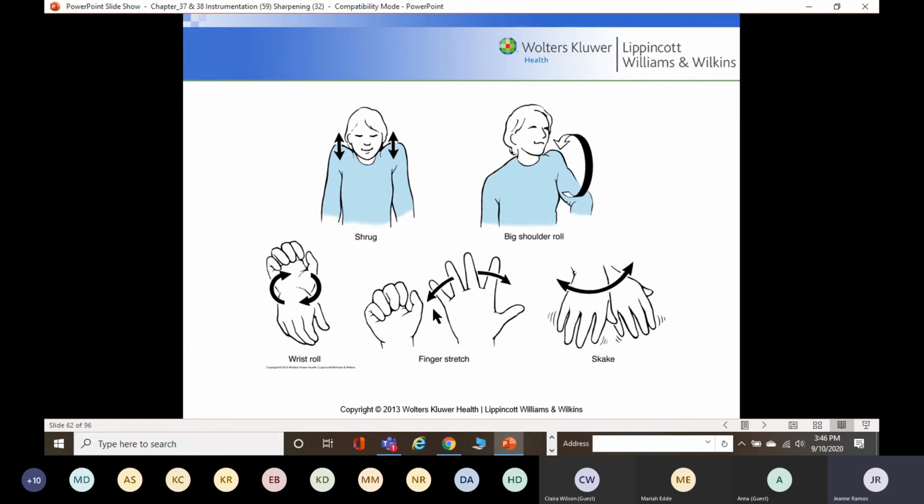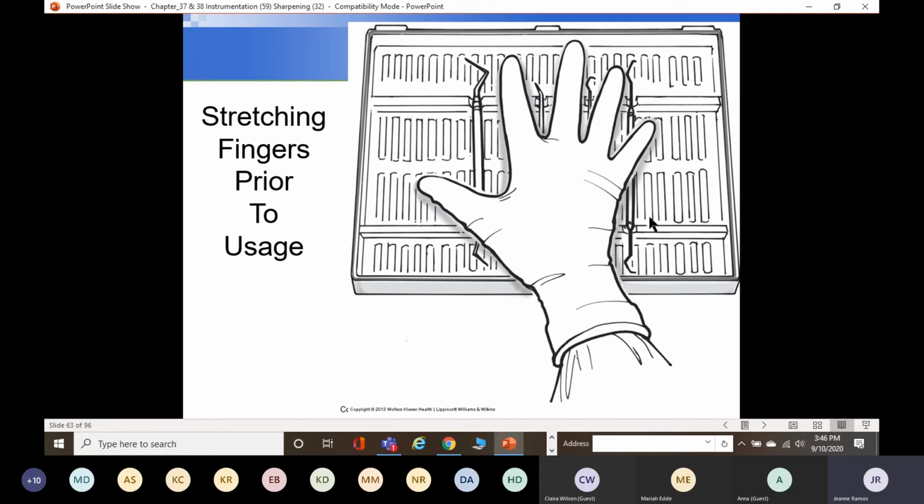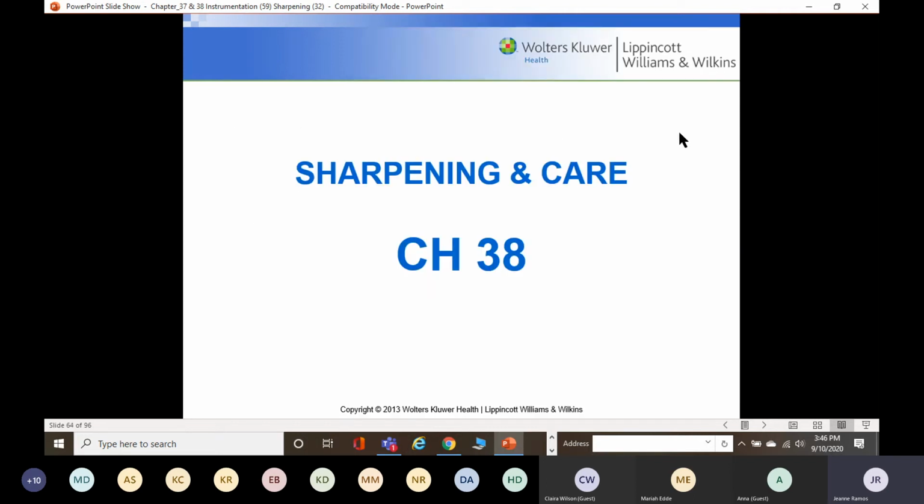This is what you can do with a rubber band placed right around this part, and stretch your hand out and back in and out and back in, and shake your hand. That helps. Stretching fingers prior to usage. You can have it on your instrument and just spread out your fingers and do a little exercises that way.